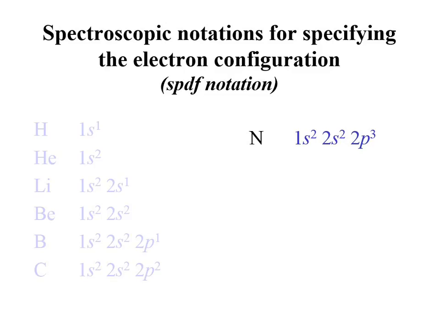Nitrogen then has 7 electrons. So 1s2, 2s2, 2p3. And then we go on to oxygen. 1s2, 2s2, 2p4. We just keep adding one more electron at the right there. And after oxygen, we have fluorine with 9 electrons, 1s2, 2s2, 2p5.